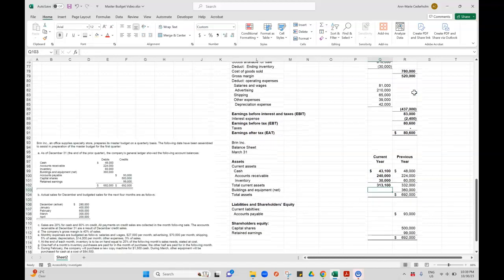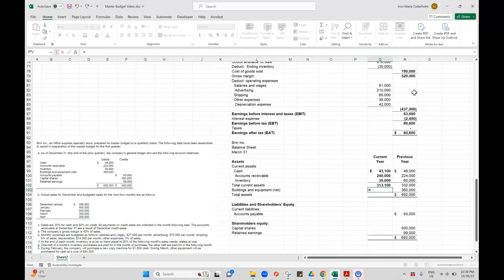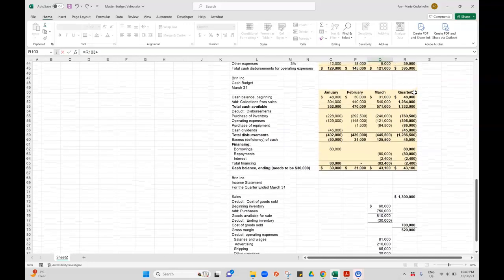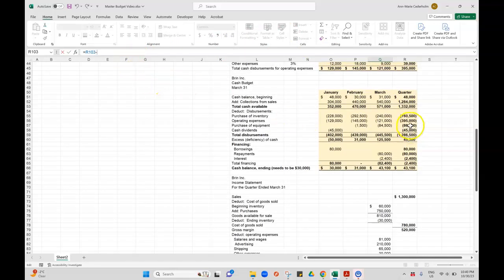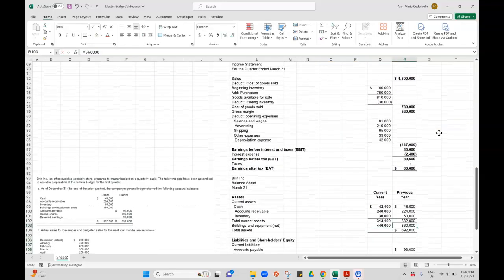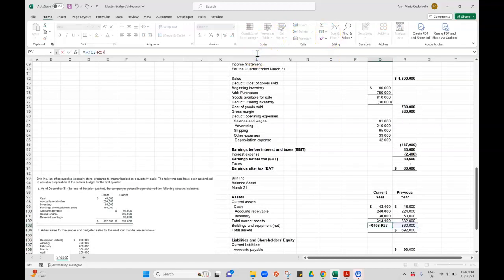Now the equipment is a bit tricky because we're going to do previous year, then we want to add all of the equipment that we bought this year. So I'm going to go up to my cash budget. So I bought 86,000 worth. So when I go enter, this is last year's plus what I bought this year. And then I just have to subtract out my depreciation. So I'm going to minus this 42,000.